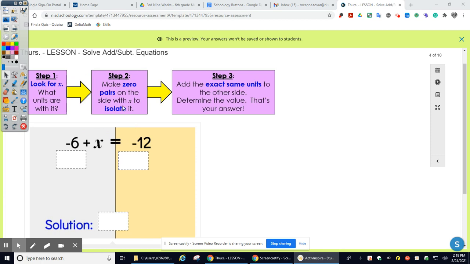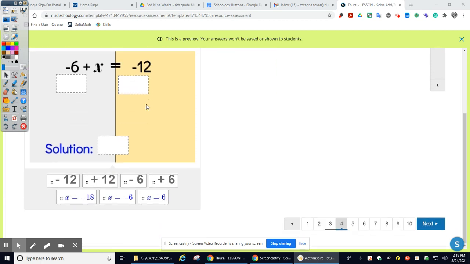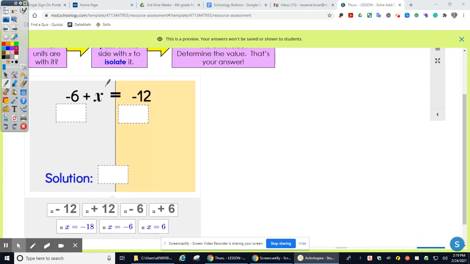Let's try another one here. Remember, the letter always wants to be all by itself. So x here wants to be all by itself. So who's got to get lost? 6 has to get lost, right? And this isn't just any kind of 6, it's a negative 6. And the only thing that gets rid of a negative 6 is its opposite. So the opposite of a negative 6 is a positive 6.